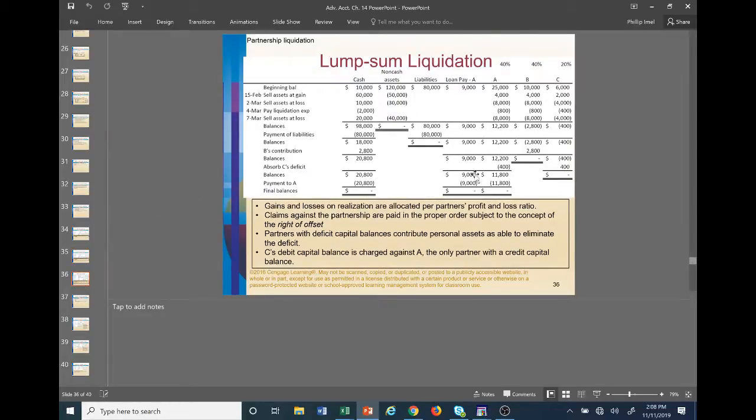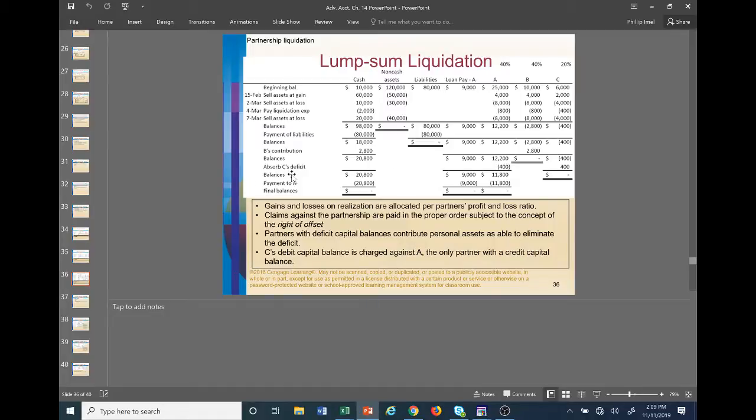Next, you see here, back down to this line, B's contribution, so that's where we left off at the last one. Now we're going to absorb C's deficit. C didn't have anything in this case to contribute to his deficit, whereas B did in the previous example, the $2,800. So C has nothing to bring to the table for the partnership. So the partnership is going to absorb C's deficit.